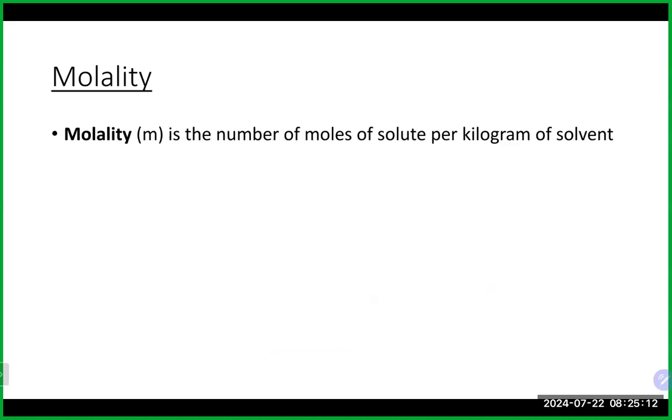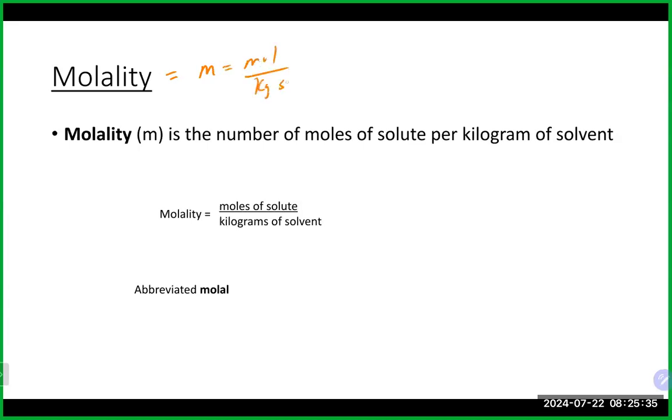Another type of unit of concentration for solutions is molality, and molality is not to be confused with molarity that we talked about. Molality's abbreviation is a little m, and again, not for mass or anything. In this case, it's molality. Molality is the moles of solute over kilograms of solvent. So this is moles per kilogram of solvent.